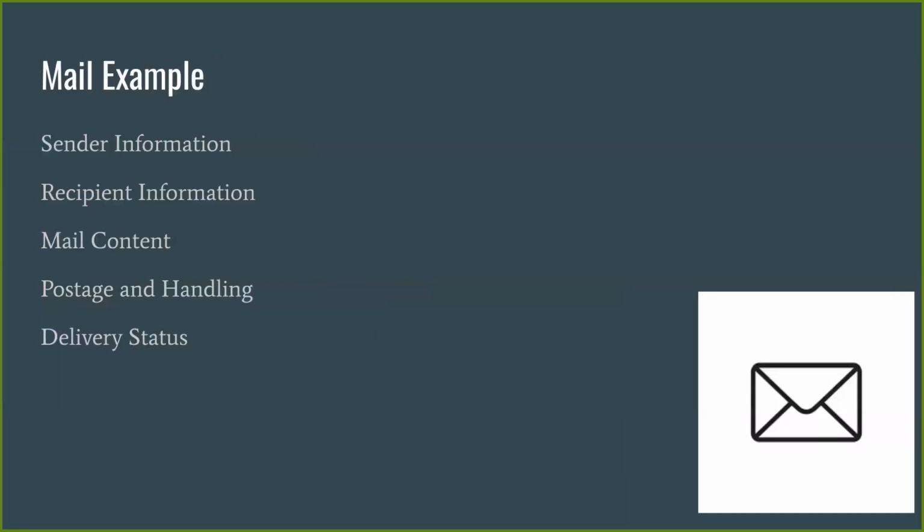So here is a mail example. A mail might have sender information, recipient information, mail content, postage and handling, and delivery status, whether it is delivered, in transit, or on hold.